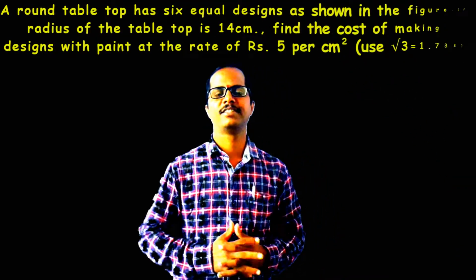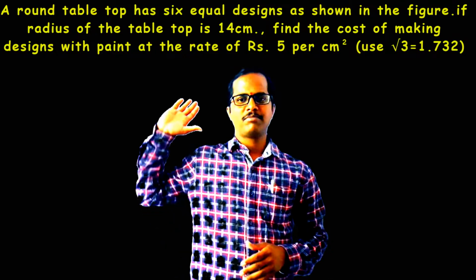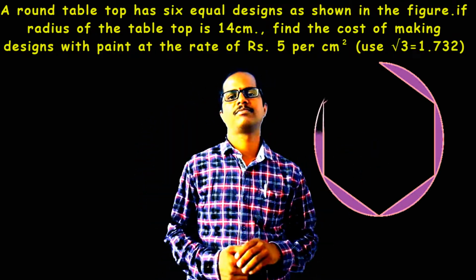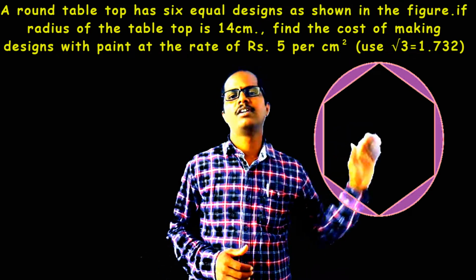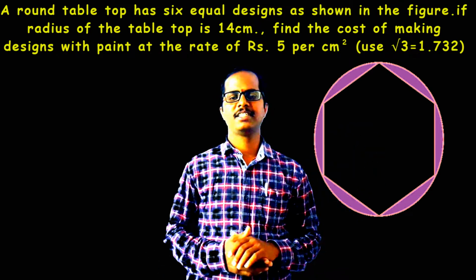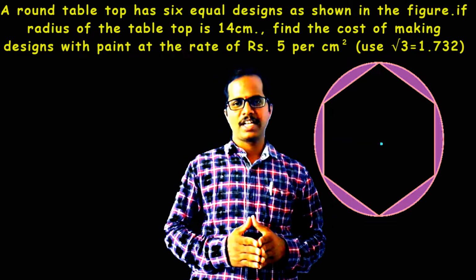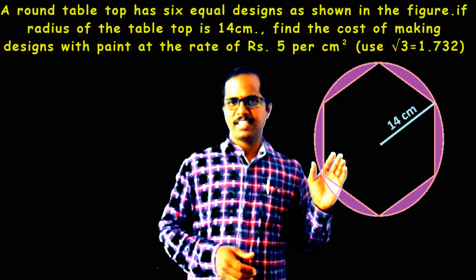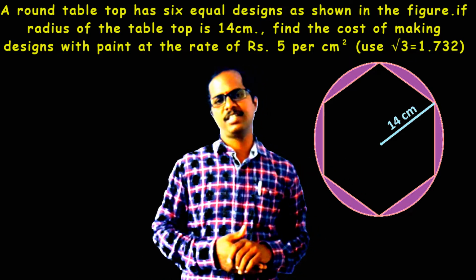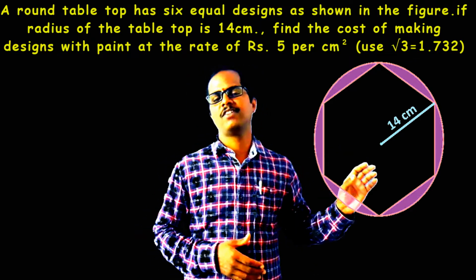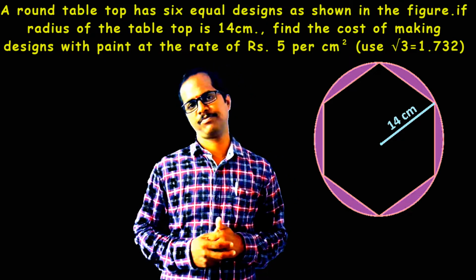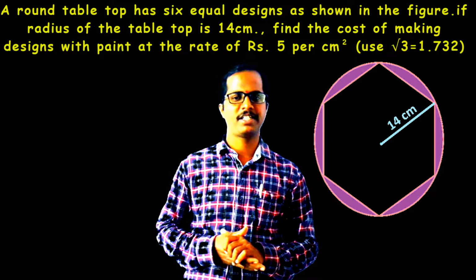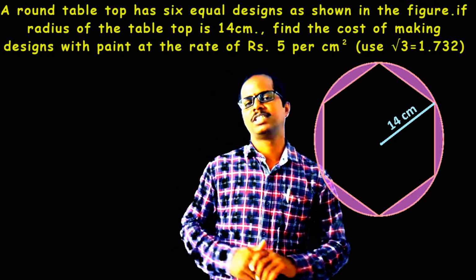It is given as: a round tabletop has 6 equal designs as shown in the figure. If the radius of the tabletop is 14 centimeter, find the cost of making designs with paint at the rate of 5 per centimeter square, and use the value of square root 3 as 1.732. So this is the given problem.